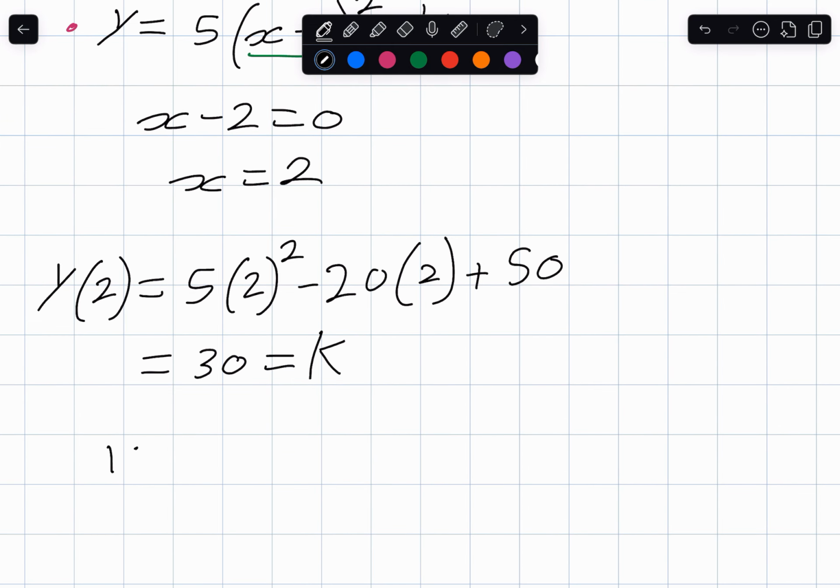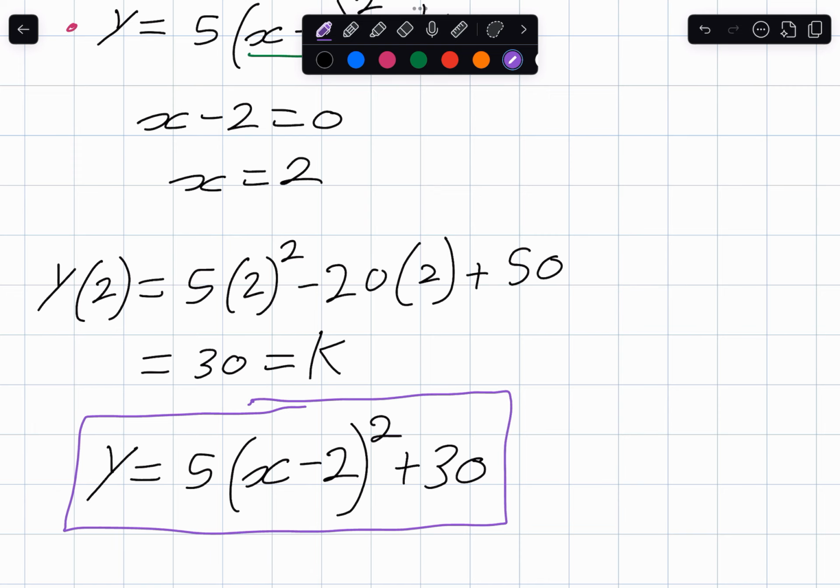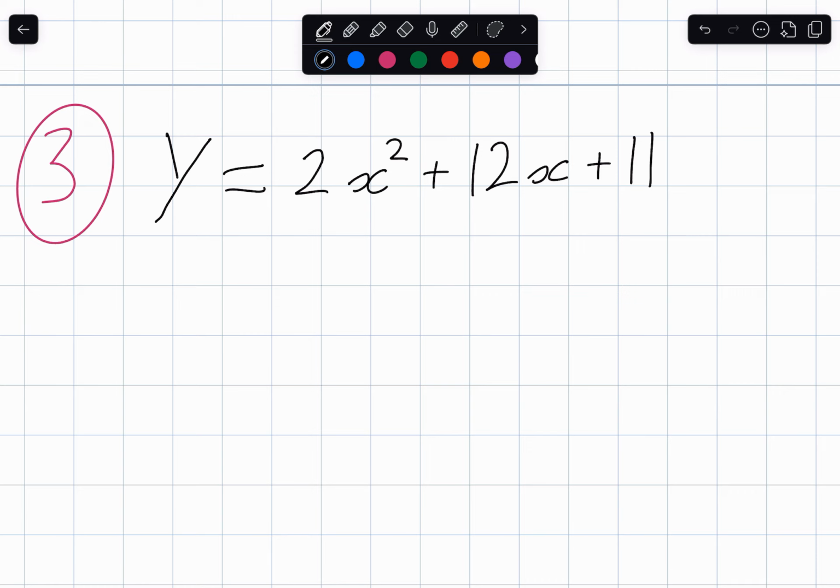So our k here is 30, and then we check our final form. We just write it down: 5 times (x minus 2) squared plus 30, and this is our final answer. That's how we complete the square. You can pause the video and try this one, otherwise we can continue.